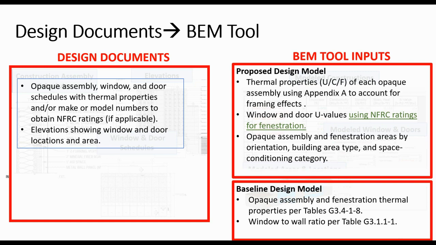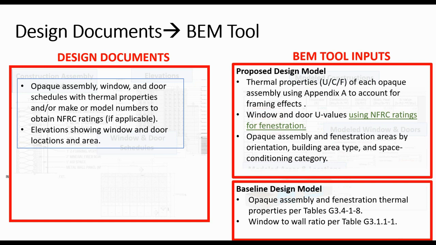So for an example, you see, okay, we have R19 insulation in this particular wall assembly. We have these different layers. So you need to take that information and calculate the thermal properties that go into the model and account for framing effects using Appendix A. So that requires some processing to go from those schedules with all the layers to the actual modeled thermal properties, accounting for the effects of framing.